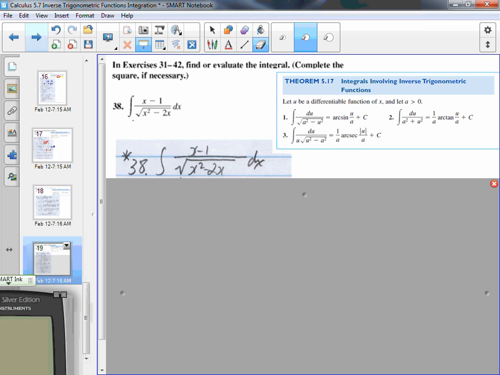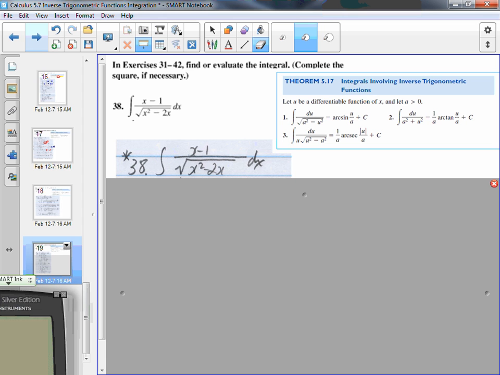38. All right, so in these previous 3 examples, we've gone to great lengths to contort the problem and force it into one of these inverse trig function formulas, right? So that must mean that every problem we're going to do in this section, we can force into one of those 3 formulas. No, it doesn't.